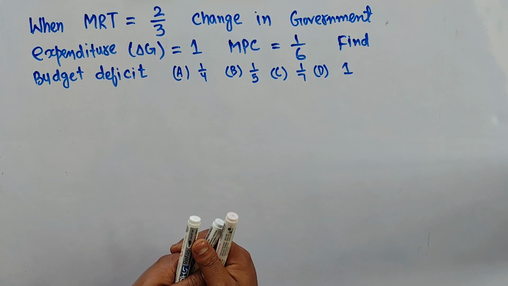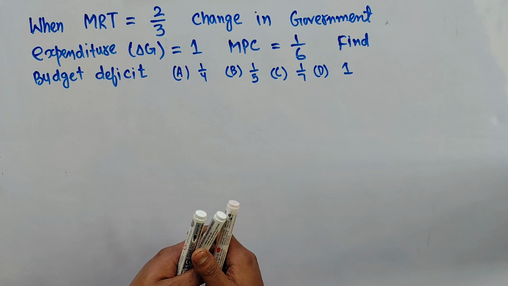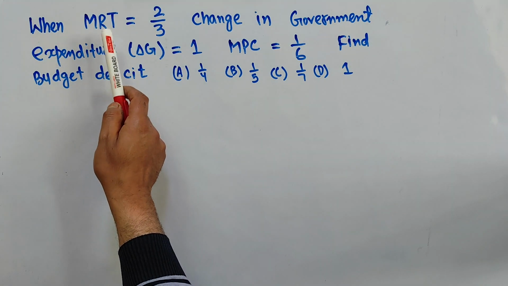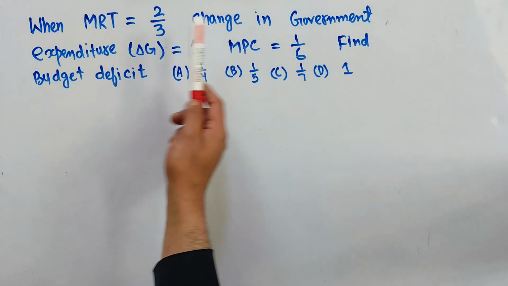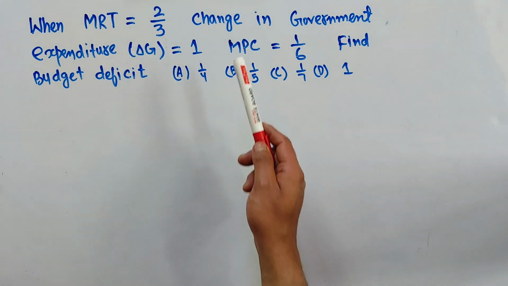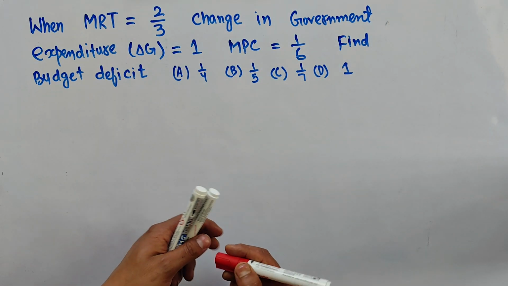We will learn how to find out the budget deficit given the MRT, MPC and government expenditure. The question is, when the marginal rate of tax is 2 upon 3, change in the government expenditure, which is being denoted by del G, is equal to 1, and marginal propensity to consume is equal to 1 upon 6, we have to find out the budget deficit.